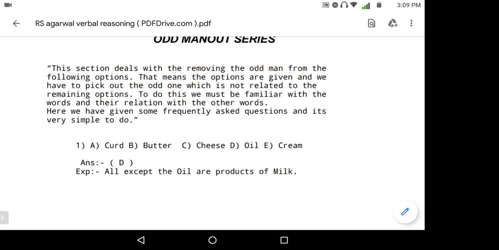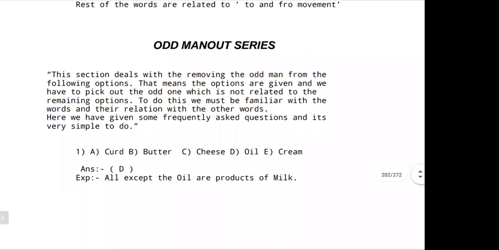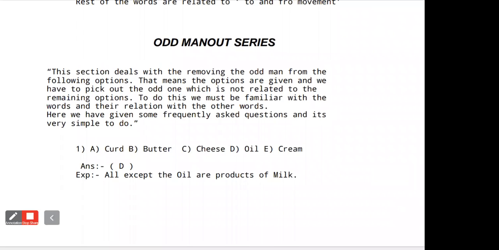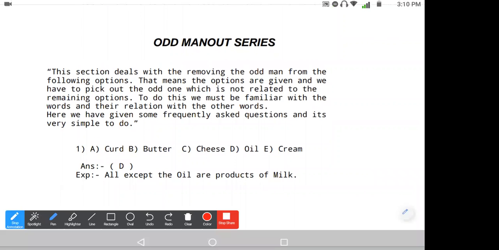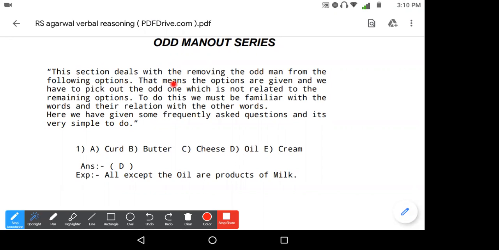So welcome back to the reasoning class. So let us continue to the next topic. The next topic is odd man out series. Now, in this concept of odd man out series, we will be removing the odd man out, which is not related.